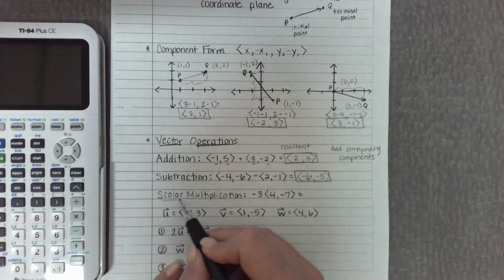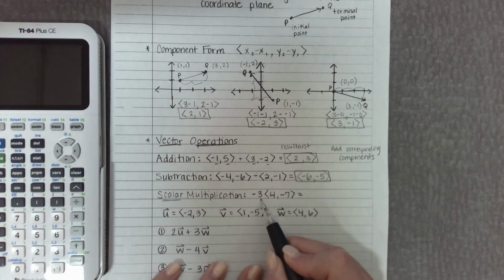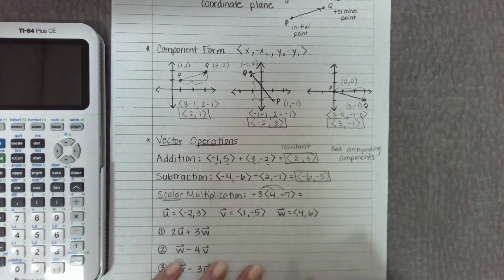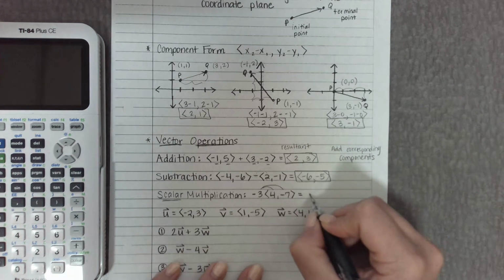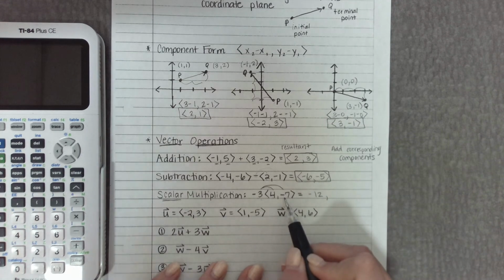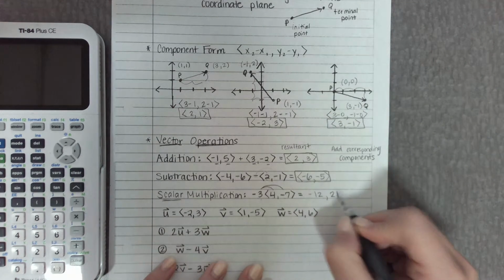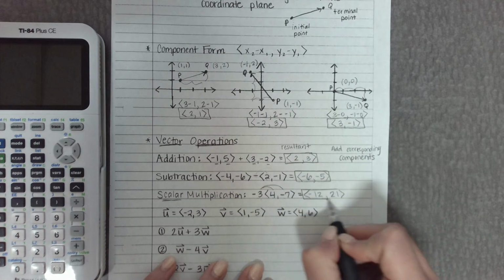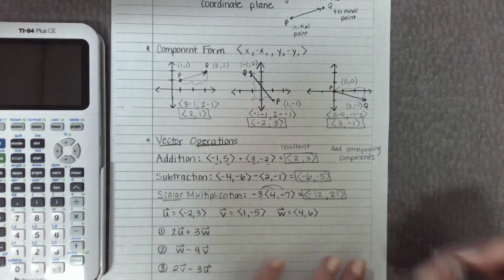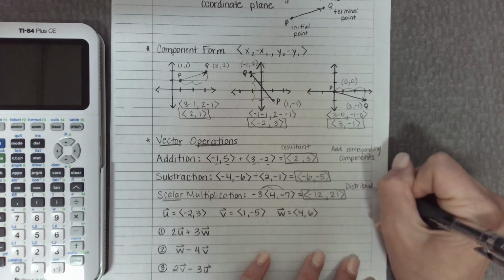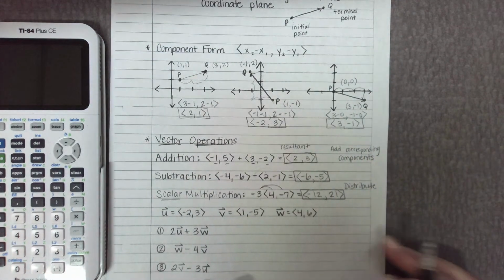Okay, scalar multiplication. Scalar basically means you're just dealing with one number out front, and you're going to distribute that number. So -3 times 4 is -12. And then -3 times -7 gives you 21. And there's your answer, -12, 21. So scalar multiplication is really distribution. You're just going to distribute that scalar that's in the front.